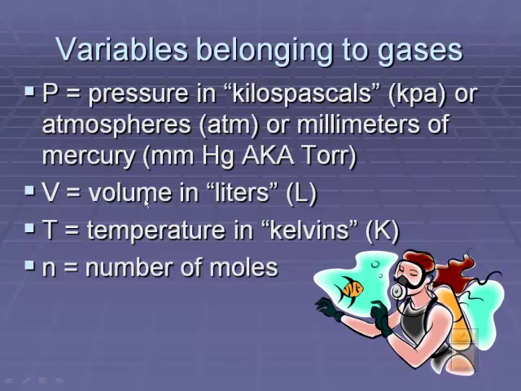Capital V stands for volume in liters. Capital T is temperature in Kelvin, which is really important that we remember that this particular T is very specific. It needs to be in Kelvin. And the lowercase n stands for the number of moles, or number of particles.